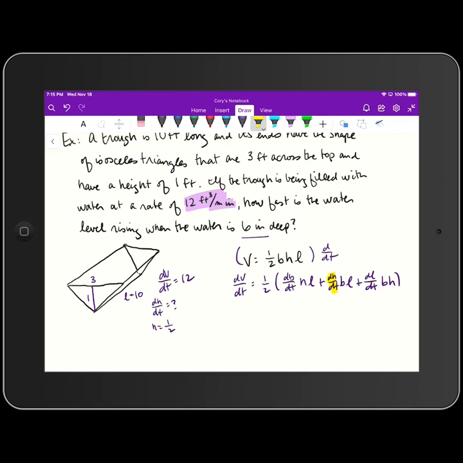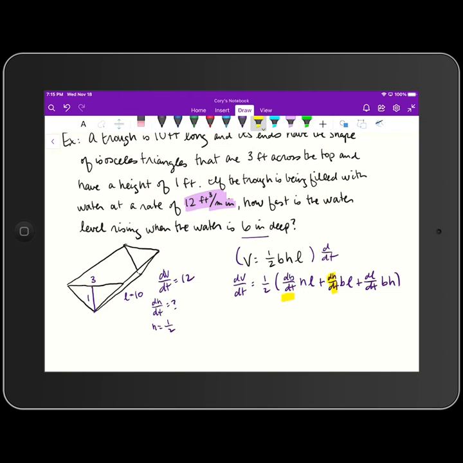Okay? So if we are solving for dH/dt, that's what we're solving for in this question, we need to know what everything else is in the problem. So we need to know what dV/dt is. Great, we have that. We need to know what dB/dt is. We don't know what dB/dt is, so that's a problem for us that we're going to have to work around. We know what h is. We know what L is.